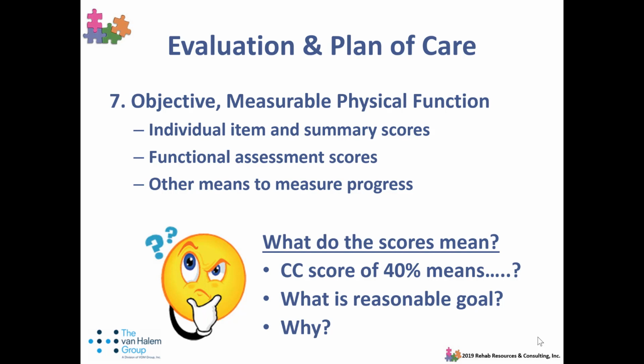Don't presume that a Care Connection score of 40% is going to be understood by anybody who reads it. Is that good, bad, or okay? What about for this person with their comorbidities and previous level of function? Is that a score that's to be expected? That's what needs to be explained.